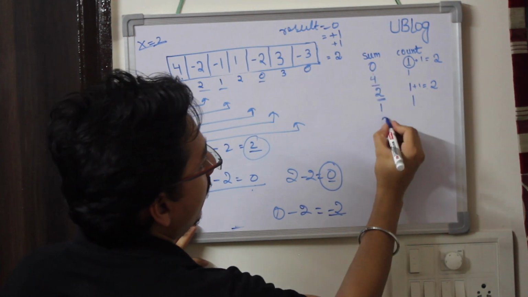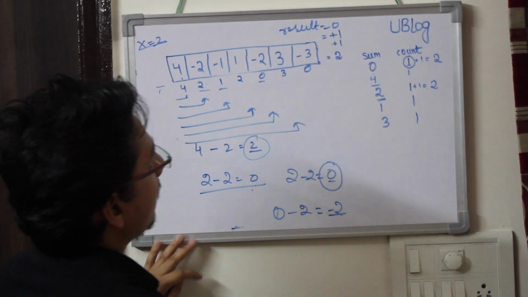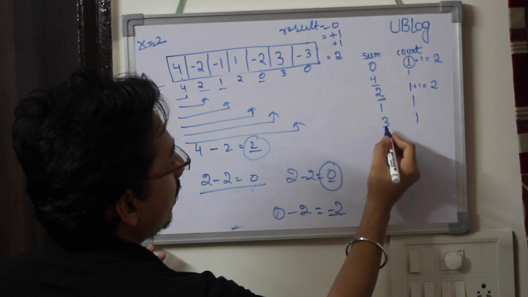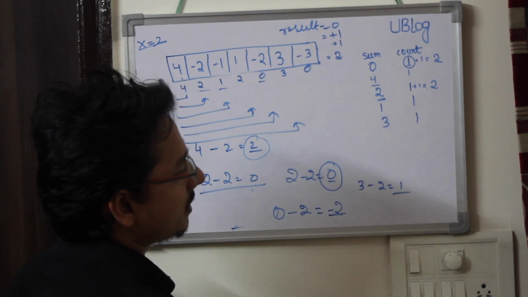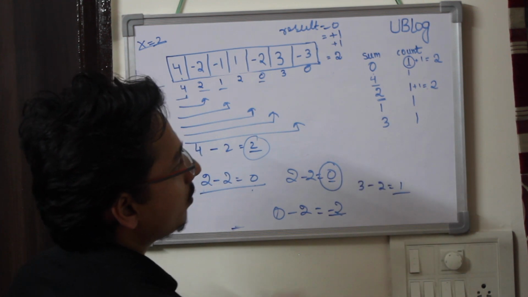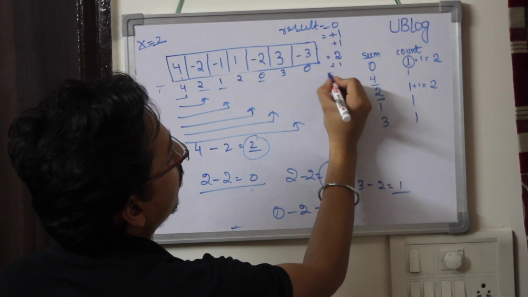Now the sum is 3. I have not seen 3, so I'll just put 3 here with count 1, and now I again apply the formula. My current sum is 3 and my x is 2, so 3 minus 2 is 1. Have I seen the sum 1? Yes, I have seen it. What was the count? 1. So I'll update my result with 1.